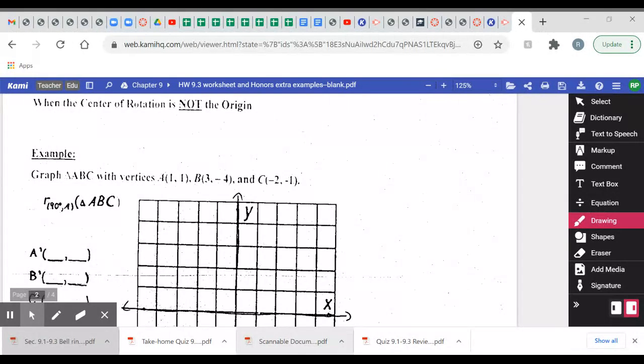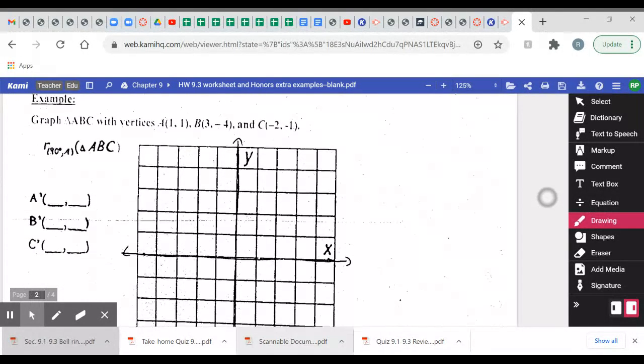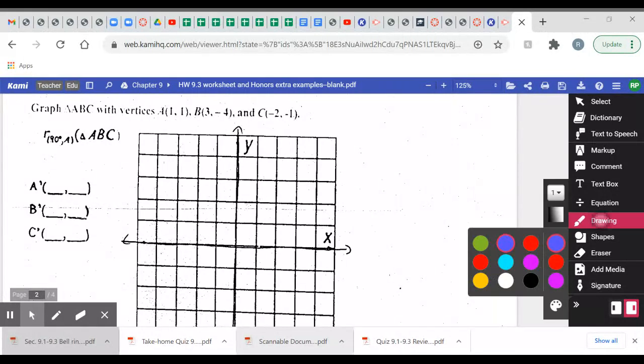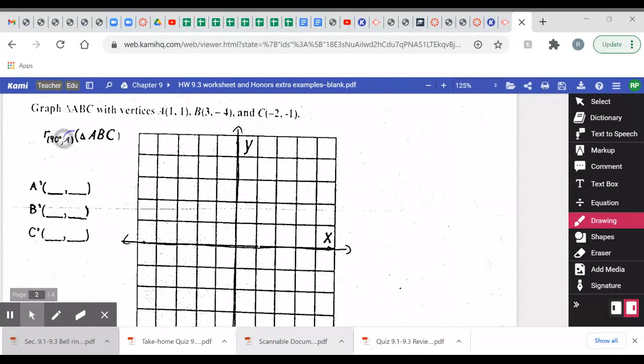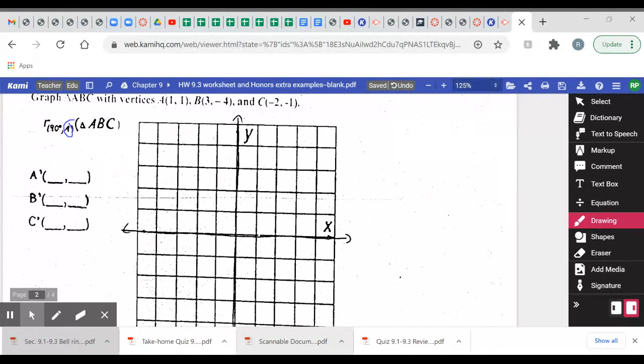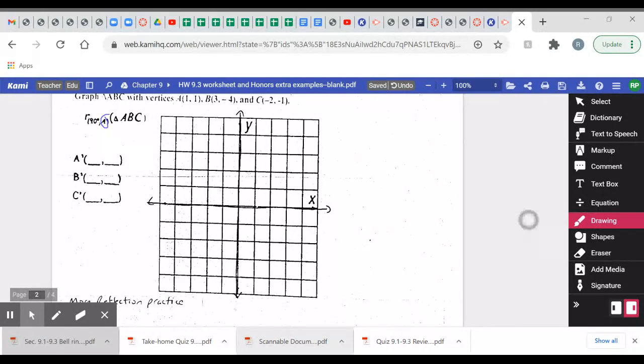So this first one we're going through is when the center of rotation is not the origin. You can see here it says graph triangle ABC with vertices A, B, and C, and they give you those ordered pairs. And they're asking us to do a rotation of 90 degrees. But then what's different is it's saying a rotation about point A. So instead of about the origin, it's going about A. That's the key thing we need to pay attention to. Let me make this a little smaller.